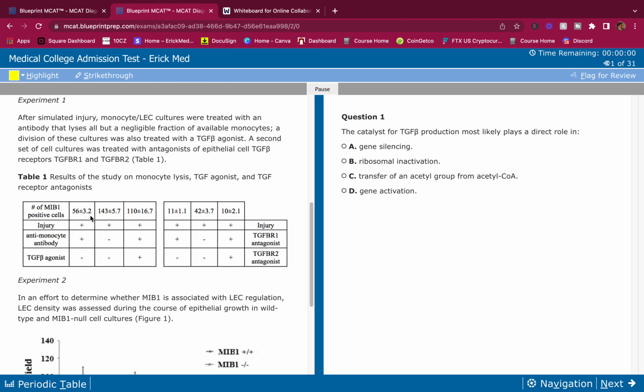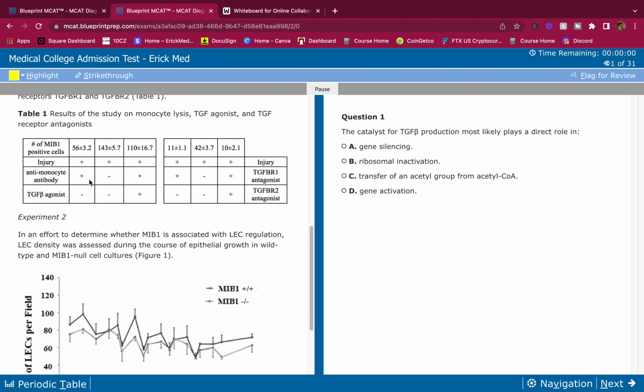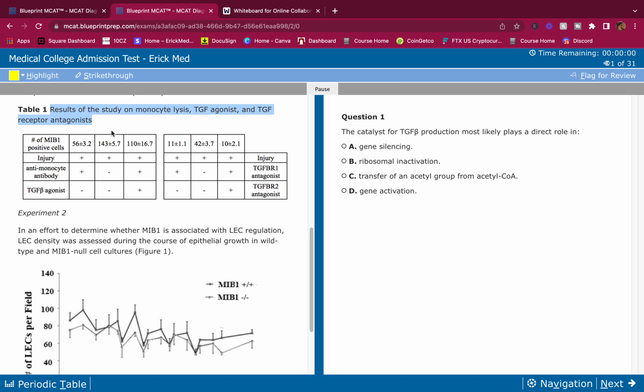All right. And here's a table. Again, don't look at the table, don't look at the figures until the question asks for it. You don't want to waste your time going through these, okay? If you want to read the description here, that's fine. So, results of the study on monocyte lysis, TGF agonist, and TGF receptor antagonist. Okay.